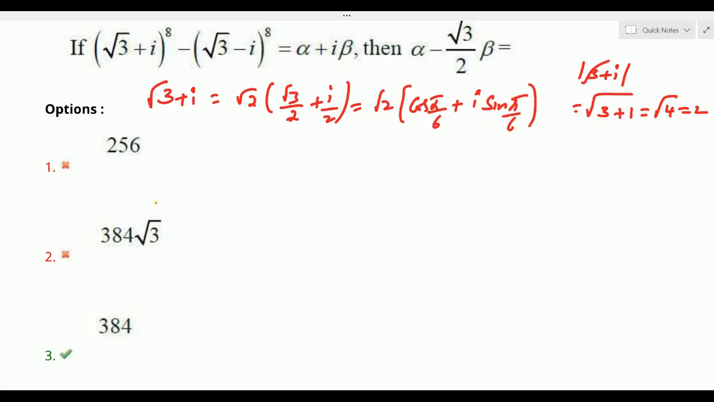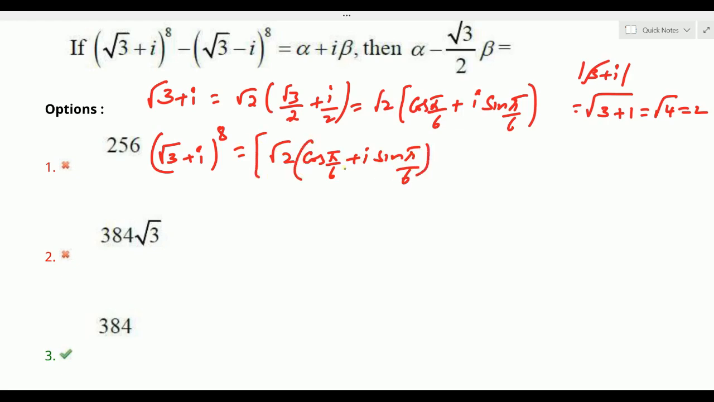ఇది root 3 plus i with the power 8 is there. Root 3 plus i whole power 8. According to De Moivre's, we have to do this: 2 of (cos pi by 6 plus i sin pi by 6) whole power 8. Antana? Next, this we can write. 2 తో divide చేసి multiply చేస్తాం, root 2 కాదు, 2. Not root 2. 2 తో divide చేసి multiply చేస్తాం కాబట్టి 2 అవుతుంది.